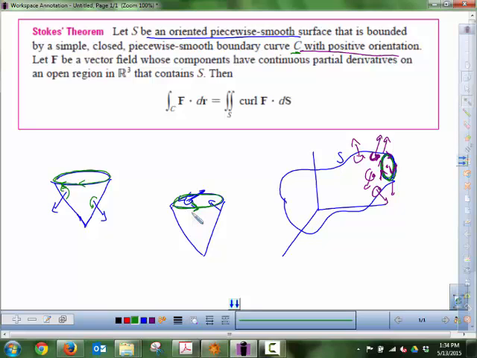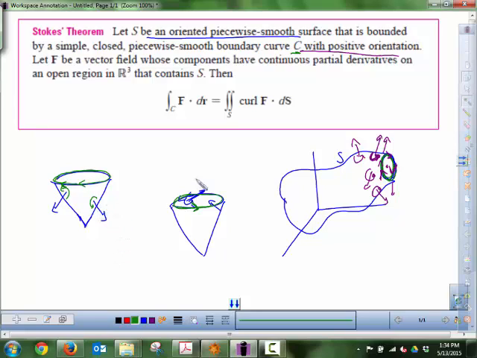Well, if it doesn't have a positive orientation, now what does that mean? So the orientation is almost arbitrary. Somebody can just say, I want this orientation for the cone to go inward or outward. Doesn't matter. And then based on that, you're going to parameterize your curve with that specific orientation.